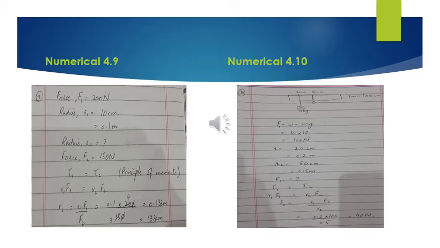Last and very important numerical: a block of mass 10 kilogram is suspended at a distance of 20 centimeter from the center of a uniform bar 1 meter long. What force is required to balance it at its center of gravity by applying the force at the other end of the bar?